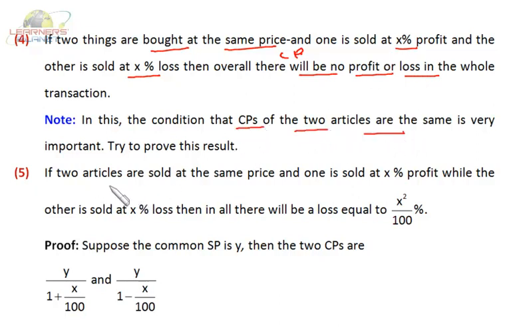And in the other case, if two articles are sold at the same price, and one is sold at X% profit and the other is sold at X% loss, then there will be a loss which is equal to X square by 100 percent. This formula you can use directly. It's a very simple concept. If two articles are sold at the same price and on one you are making X% profit and on the other you are making X% loss, then overall there will be a loss of X square by 100 percent.